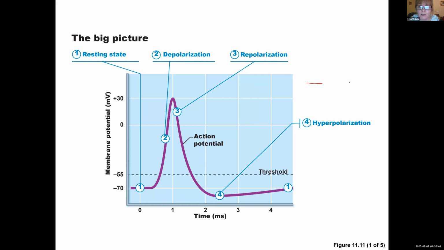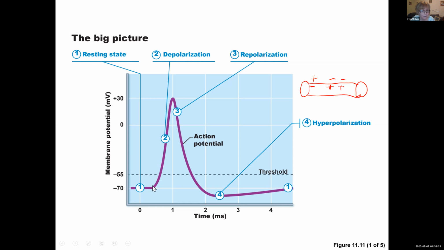So if you have your axon like this, and remember, resting is negative inside, positive outside, action potential gives you a complete reverse. So you're going to have positive inside and negative outside. That will be the reverse of this polarity, from -70 to +30. And that's what action potential is. So that's the big picture here.